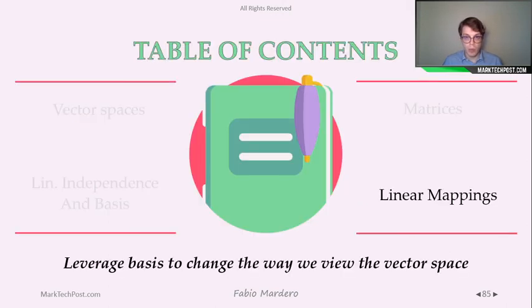And this concept will be leveraged in the next section, the linear mappings, when we will use the basis to change the way we view the vector space. We are in the linear independence and basis section, we have seen that the vector spaces can be interpreted using bases, which are our point of view, the way we perceive and view the vector space. Now our goal is to change the way we view the vector space. And to do so, we will talk about linear mappings.